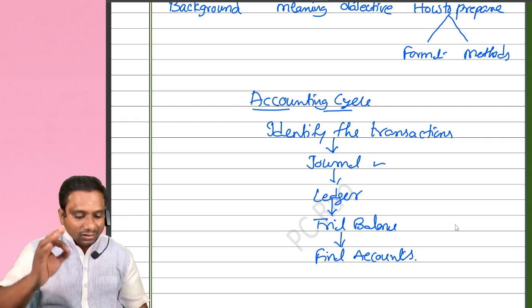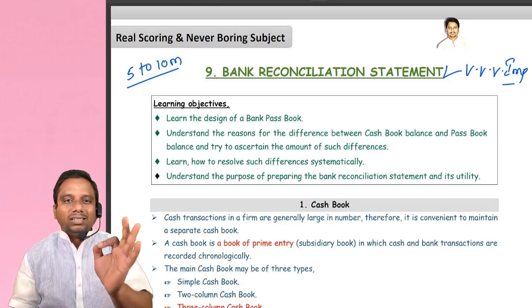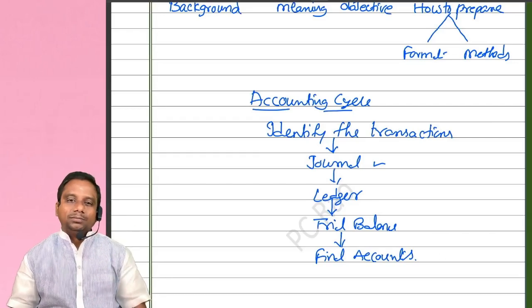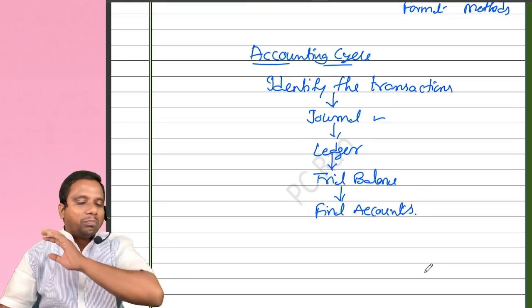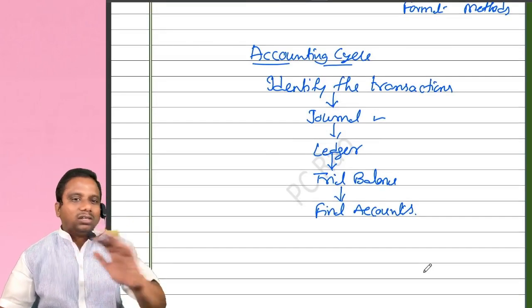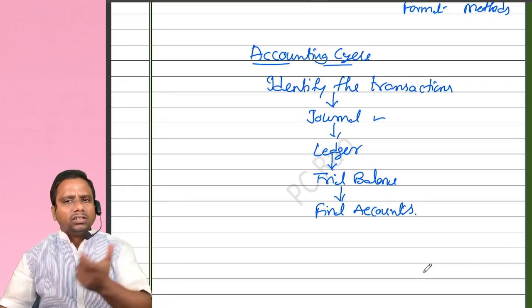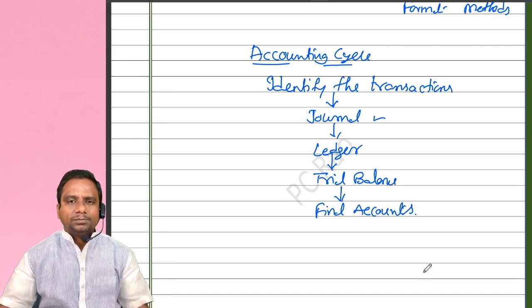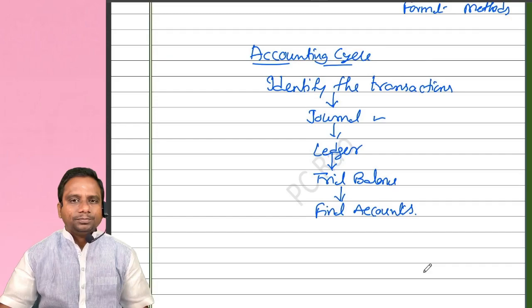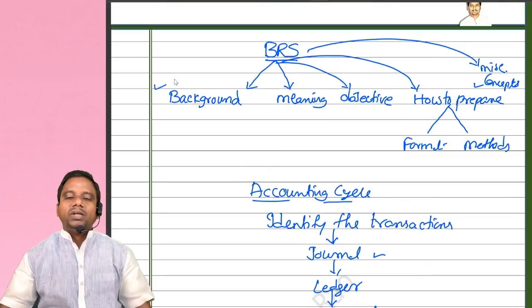Now tell me, in this chapter of bank reconciliation statement, what is it? That is nothing but background. So it is not a part of bookkeeping. We understood bookkeeping and accounting. It is neither a part of bookkeeping nor accounting. Then what is it? If it is not there in the accounting cycle, why are we learning it? That is nothing but the background of BRS.